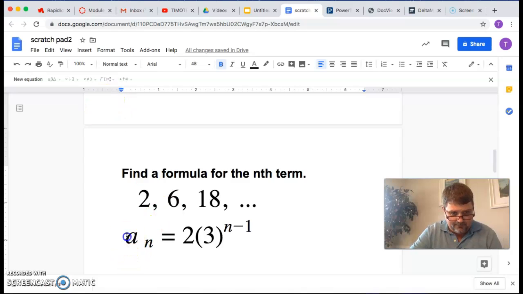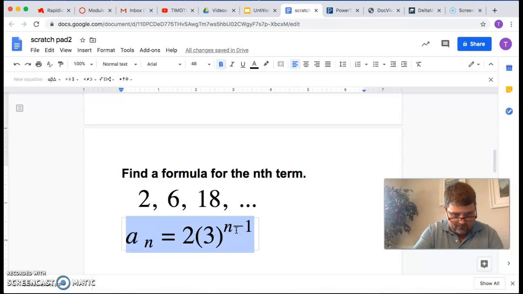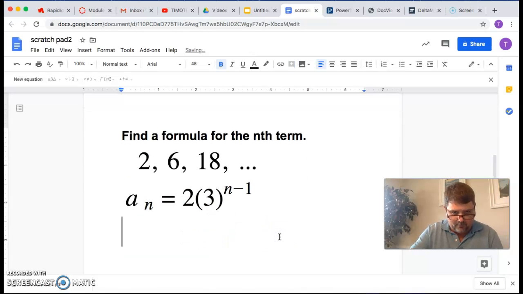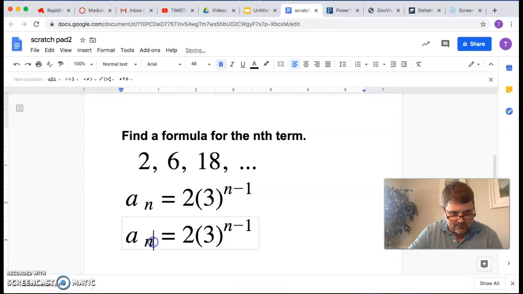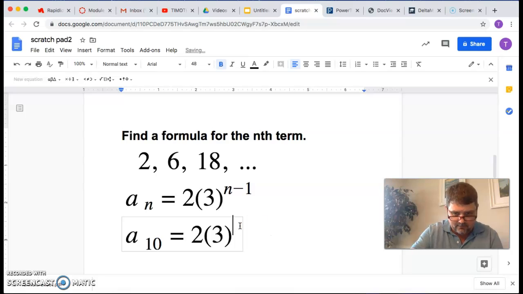And you know what I'm going to do? I'm going to copy this and paste it back down here. So if we wanted to find the 10th term, to find a sub 10, we're simply going to replace this n with a 10, if it will let me do it. Oh, it did that time. And now we know that becomes a 9. 10 minus 1 is 9.